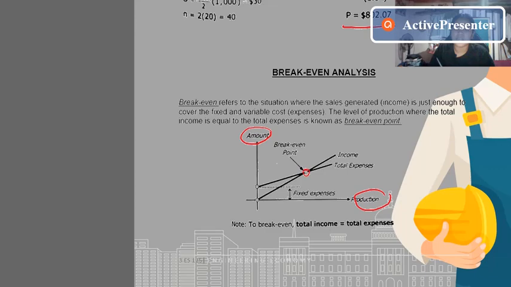So in every situation, there is a level of production where our total income is equal to our total expenses. So those two will meet.